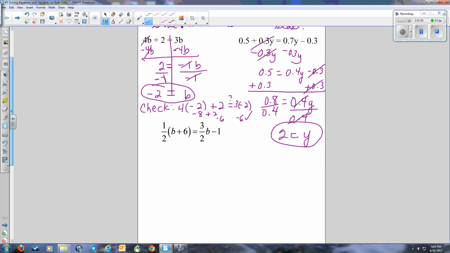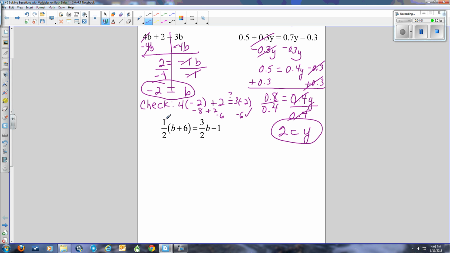Let's look at the next problem. We have 1/2 times in parentheses b plus 6 equals 3/2 b minus 1. Don't be intimidated by the fractions. They're fine. So let's go ahead and distribute. We have 1/2 times b gives you 1/2 b. 1/2 of 6 gives you 3. And on the right-hand side, we have 3/2 b minus 1.